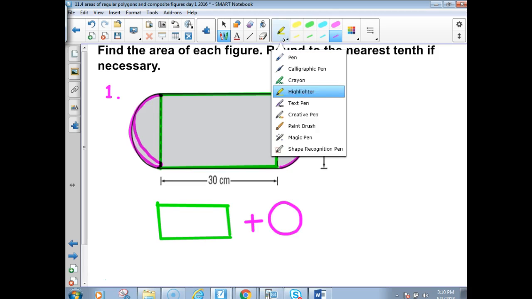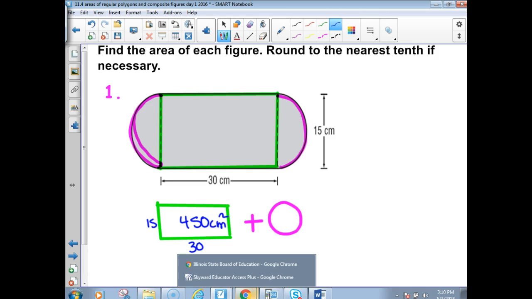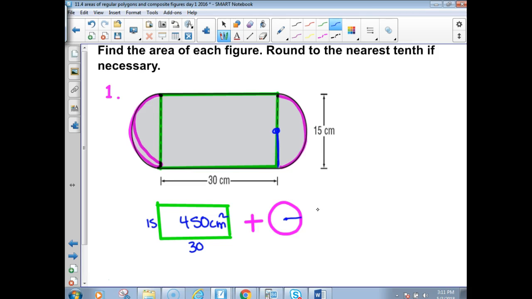All right, so let's talk about the dimensions of the two figures. This is 30 by 15 for this rectangle. So let's quickly get the answer to that. That'll be 450 square centimeters. You with me? I multiplied 15 by 30, or 30 by 15, doesn't matter. What's the radius of the circle? Half of 15, yep, 7.5. We need a whole circle. The area is pi r squared. So we're going to do pi times 7.5 squared. And then we're going to put them together.